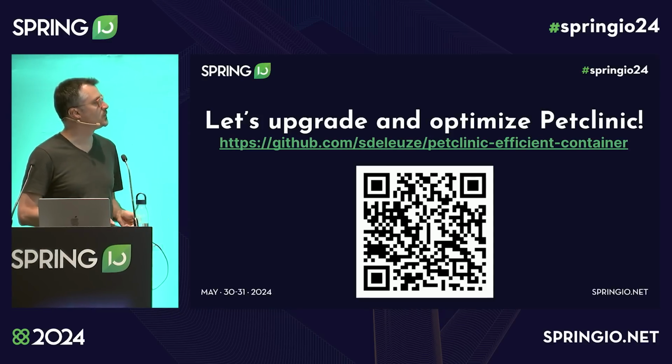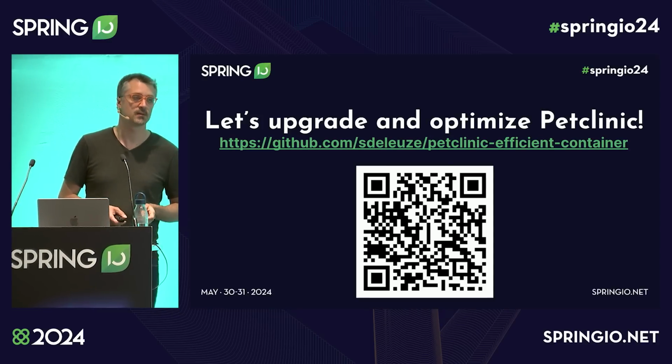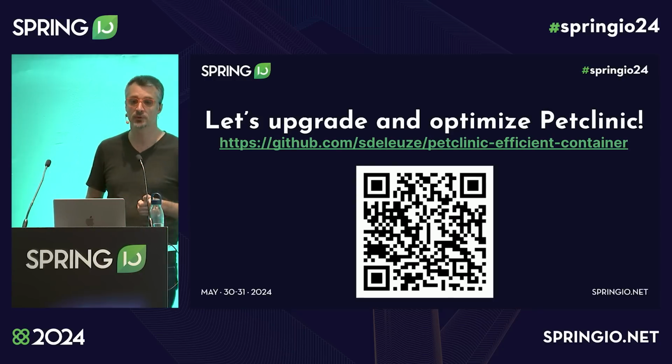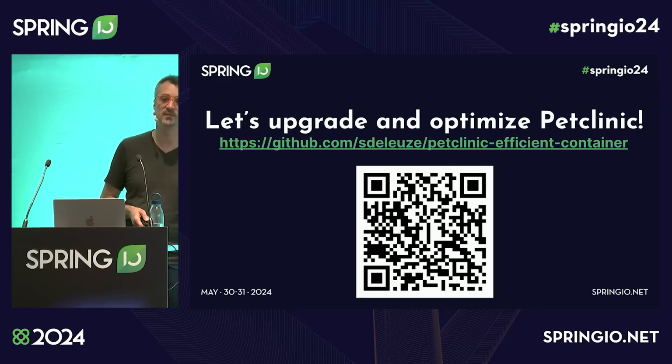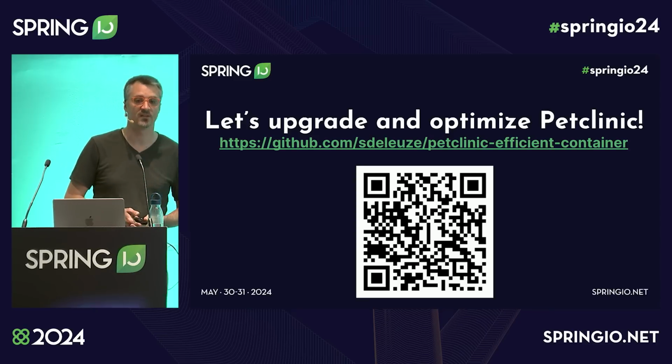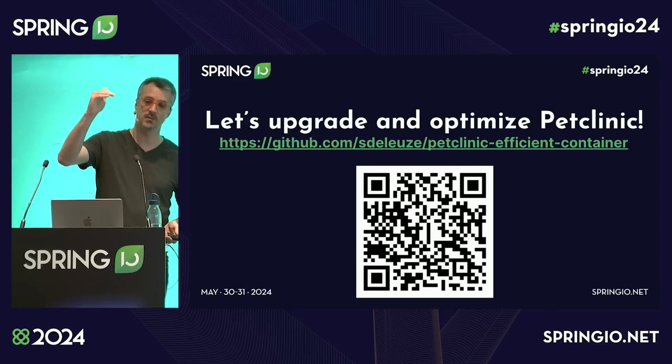So the exercise we are going to do today is to optimize Petclinic, the Spring Data JDBC variant, in order to add CDS support, but also many other efficiency improvements. So you have this repository. I have put one commit per optimization.